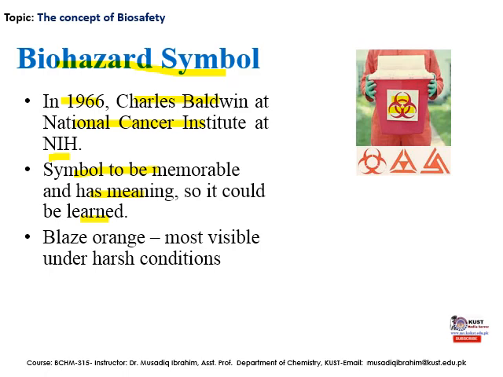In this image, you can see that the color of the biohazard symbol is blaze orange, which is most visible under harsh conditions. This means that if a biohazardous material is present in a container labeled with the biohazard symbol, and that container is in a snowy or rainy area, the color is so visible that it can be seen by the general public or the lab workers.